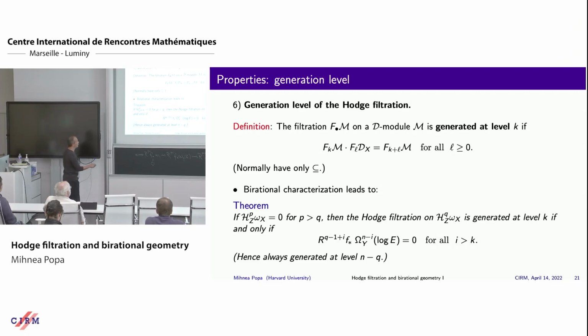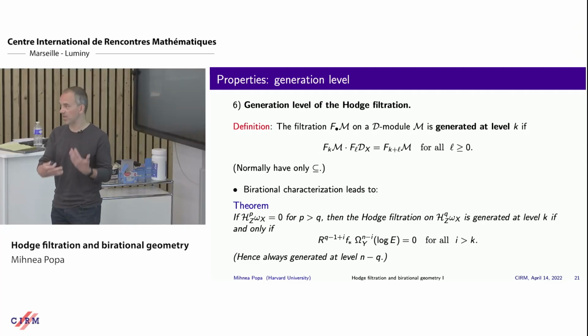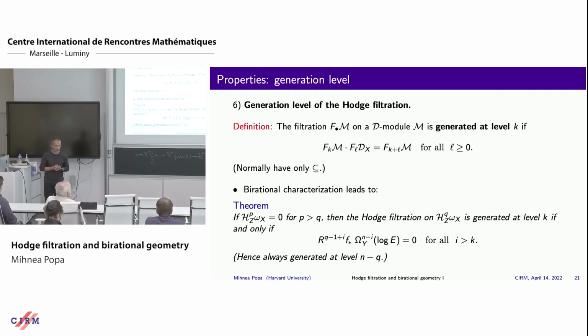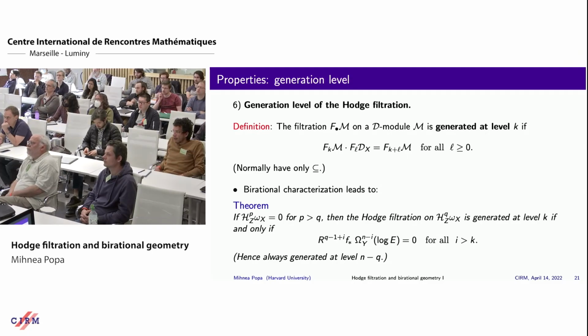Okay, so don't worry too much about the exponents. That's not the message that I want to communicate, which is that there's a finite number of such direct images. If you check their vanishing somehow, you understand the generation level. The only thing to note in passing is that if you make this number large, if it goes beyond the dimension, then of course there are no higher direct images because you don't have fibers of that dimension. So in particular, this shows that it's always generated at level n minus q. But usually you want to do better than that.